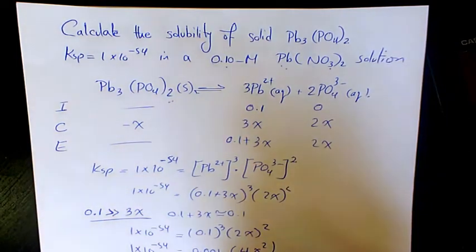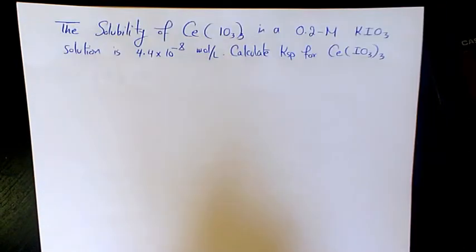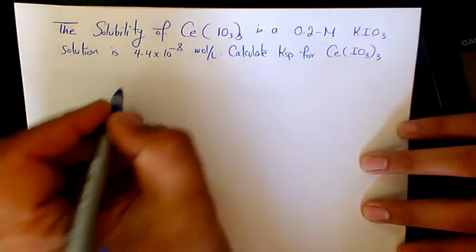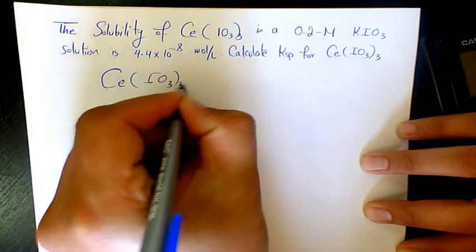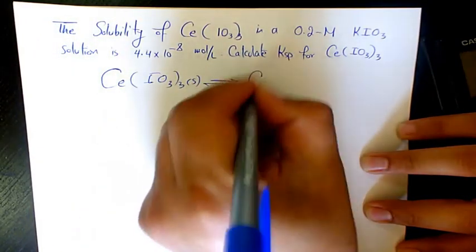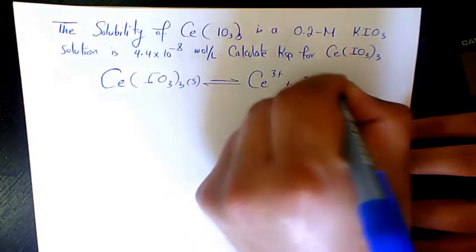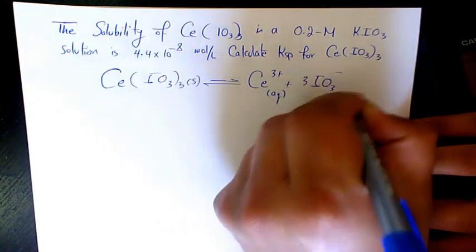Let's see another example. Now this example is saying that we need to find the solubility of cerium iodate, Ce(IO3)3, in a 0.2 molar KIO3 solution is 4.4 times 10 to the power of negative 8 mole per liter. Calculate Ksp for cerium iodate. So that's a little bit opposite. So we're gonna have this solid Ce(IO3)3, when it dissolves, it's gonna produce cerium 3 plus and 3 iodate, both in aqueous phase.